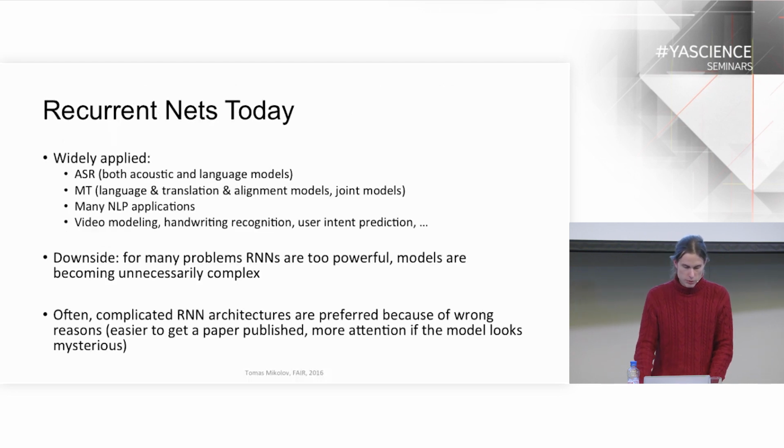So today, recurrent networks are applied to many problems, like speech recognition, machine translation, many NLP applications, and plenty of other use cases are being investigated, like modeling videos, recognizing handwriting or predicting user intent. Pretty much we can use recurrent networks for almost any sequential problem, and they usually work very well, even without much tweaking, so that makes them very attractive.